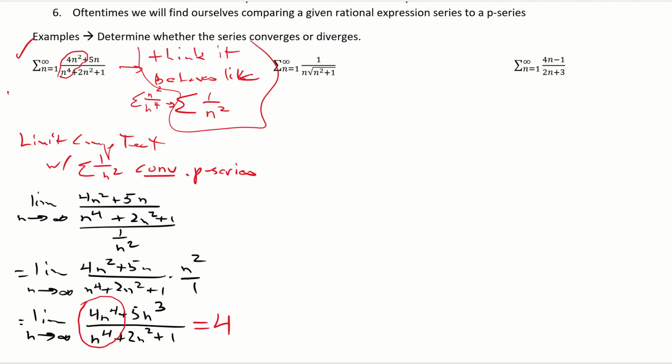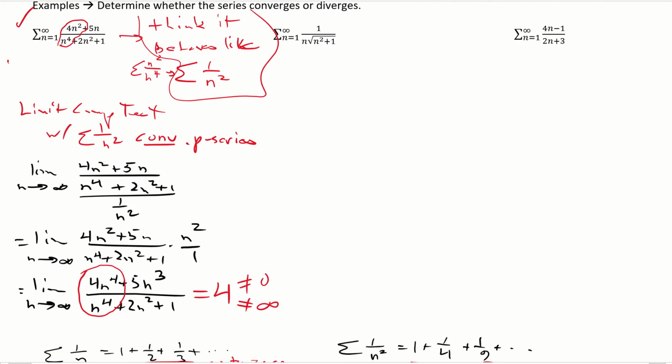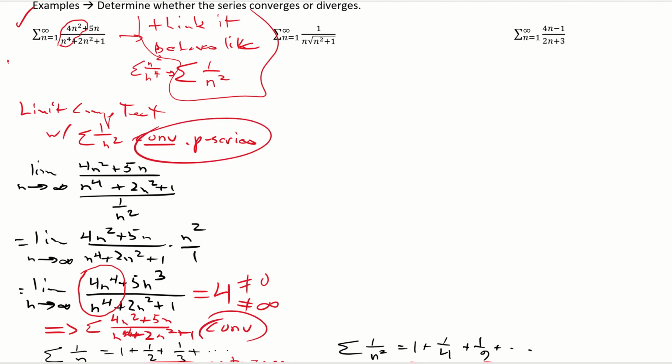Now here comes the limit comparison test conclusion. You ready? We got a limit. It's not 0 and it's not infinity. When that happens, you get to reach your conclusion, and the conclusion is this: that implies series 4n squared plus 5n all over n to the 4th plus 2n squared plus 1 converges. Why? Because this series converges. We ran the test and got a non-zero finite number. Therefore, they both do the same thing. That's how it's done.